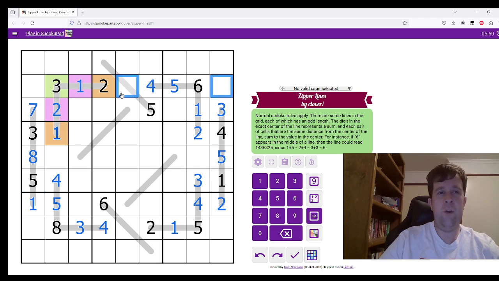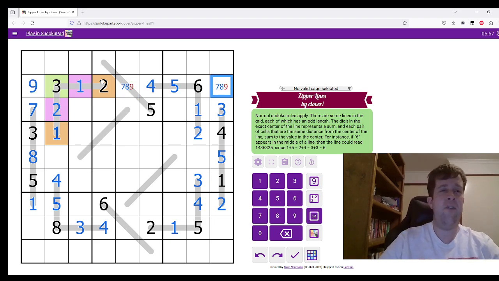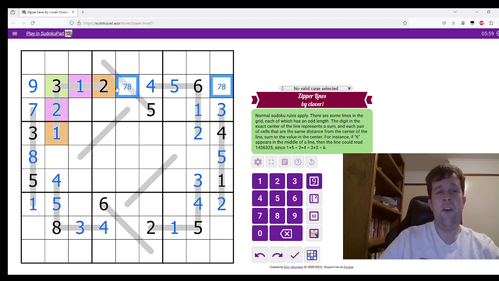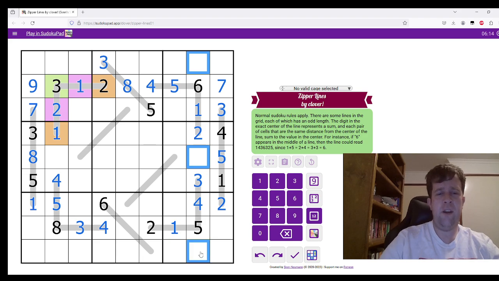So we are definitely going to use some heavy pencil marking to get through the rest of this. But let's have a look at this. Seven or eight. Well, if five's on the other end, how can this be seven? Because it sees two in the box. So therefore it must be eight and three, putting a seven there. Seven, eight, nine in here.